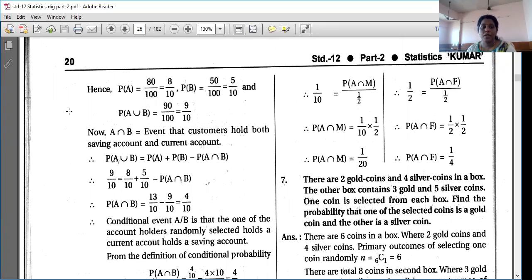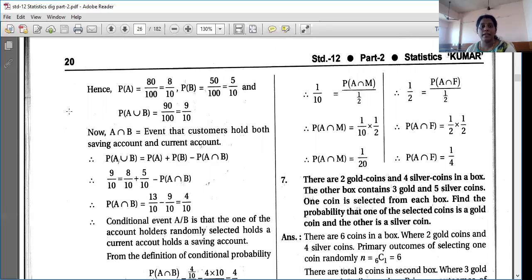Law of addition: P of A union B is equal to P of A plus P of B minus P of A intersection B. That is the law of addition. Mutually exclusive or exhaustive is not mentioned, simply law of addition is stated. And children, if mutually exclusive or exhaustive were given in the question, then the law of addition would be P of A union B equal to P of A plus P of B, a simple addition.